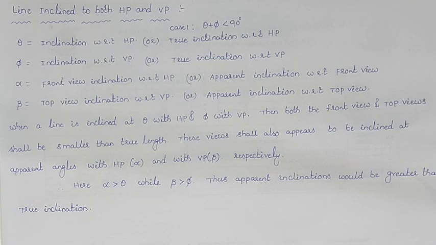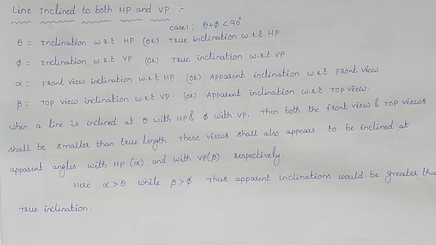Here we can see two conditions. The first condition is theta plus phi less than 90 degrees; how will we solve the problems? And when theta plus phi is equal to 90 degrees, that means when the projectors are on the same projector, how will we draw the projections? In this session we will learn about these two cases.